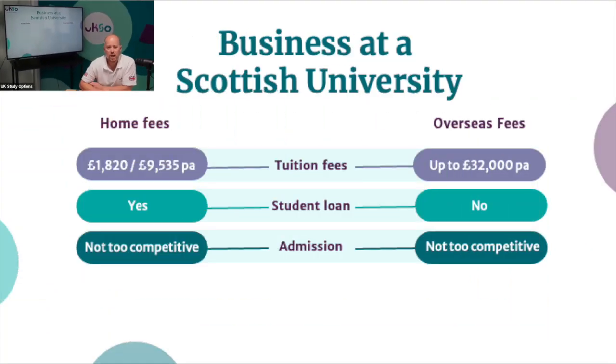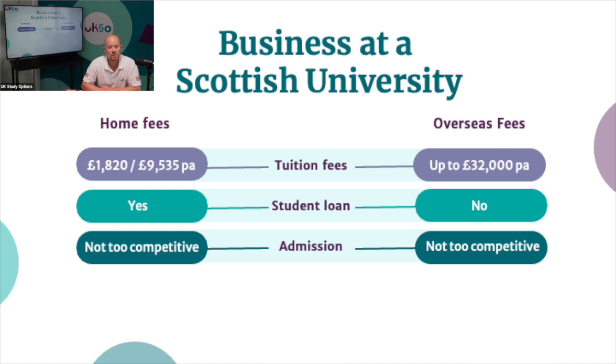But let's look now at a different example. So this is a business degree at a Scottish university. So we are now in Scotland, so we are under a different set of rules in Scotland. So for tuition fees, you can see for home students, there are 2 levels of tuition fee in Scotland.